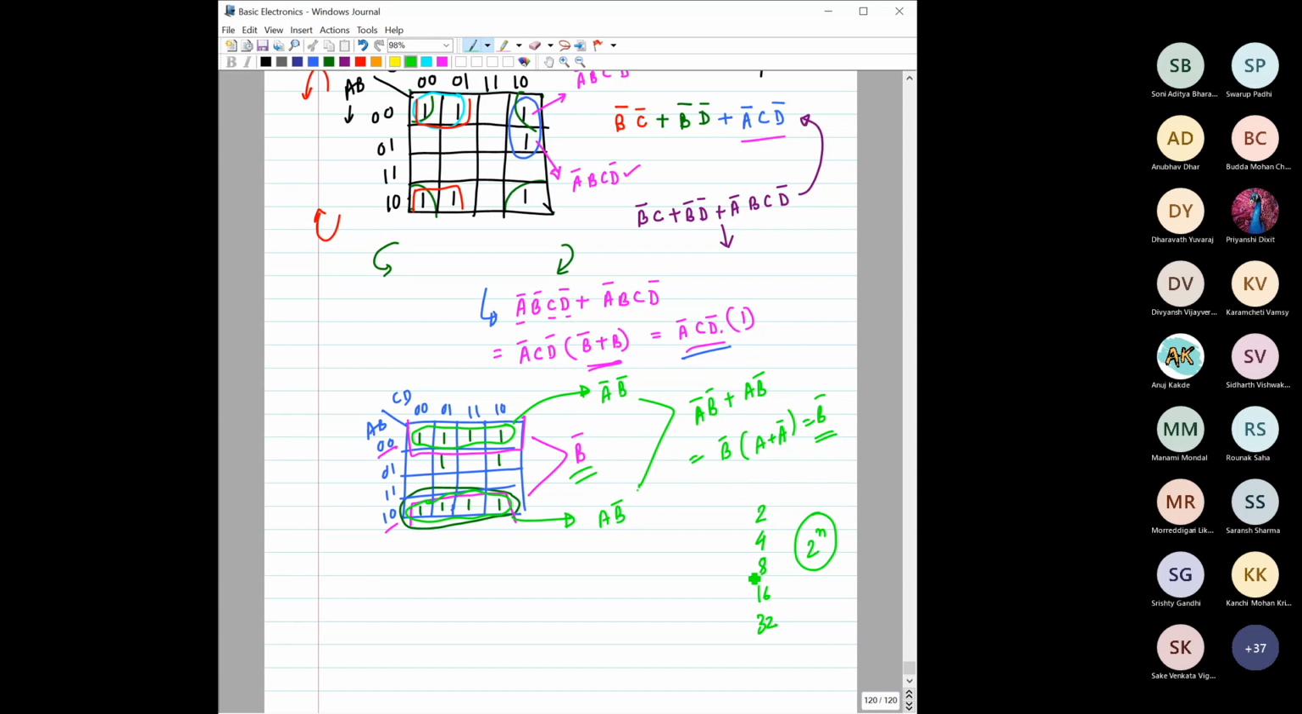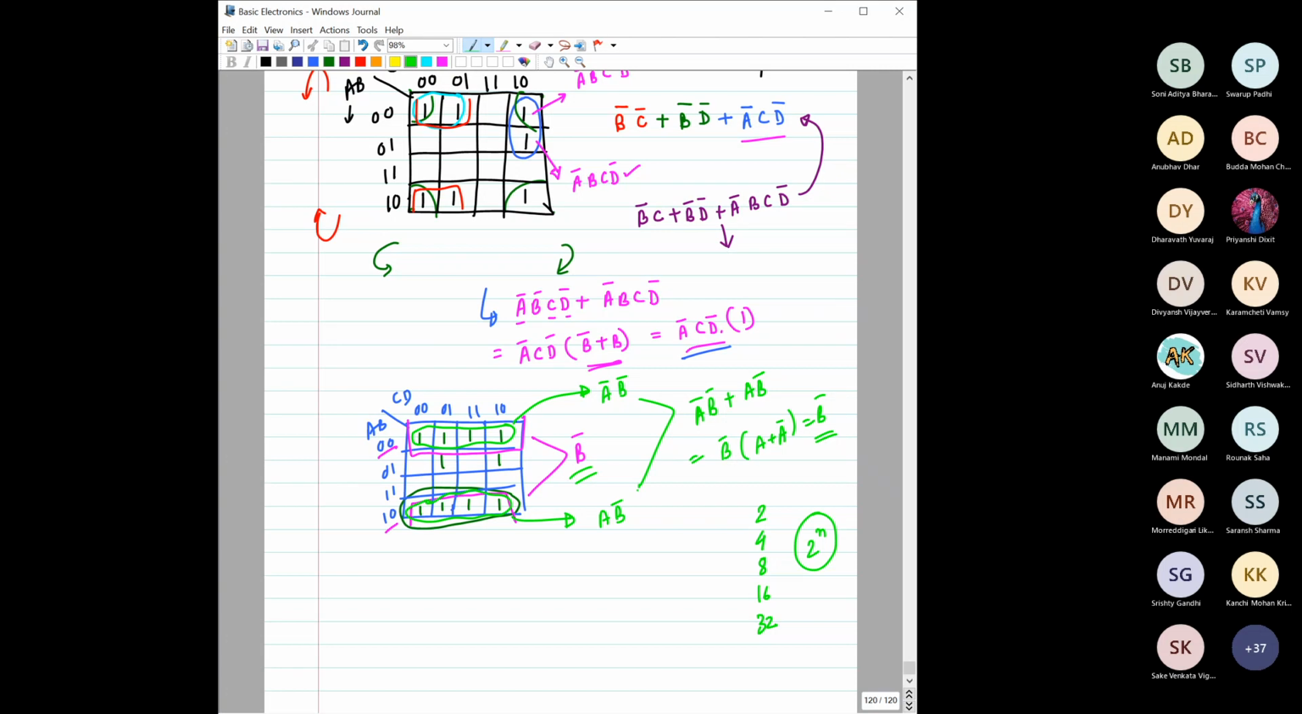Is this clear? Yeah, please tell me, is this clear? Yes, sir. Okay, great. I think with this we can stop with Karnaugh map, and we can actually go ahead.